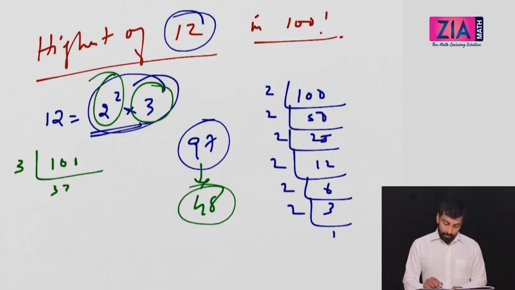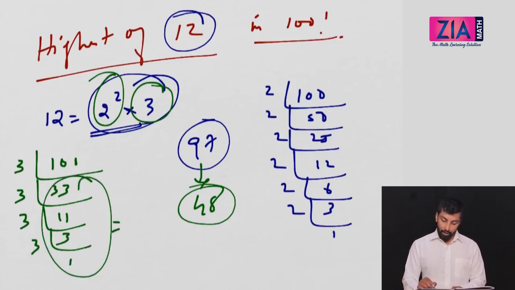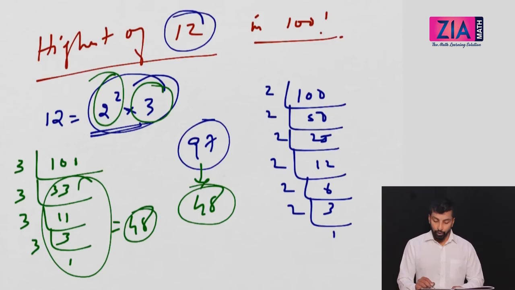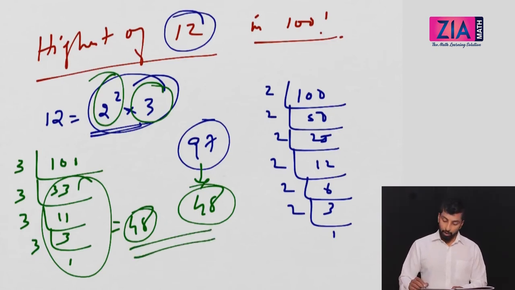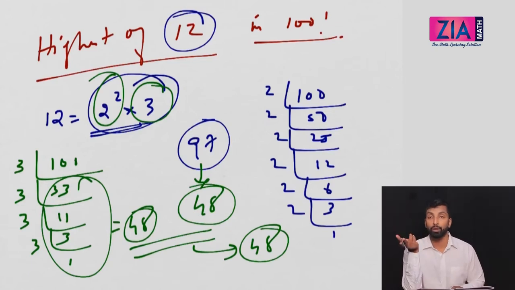You get 33, you divide by 3, you get 11, you divide by 3, you get 3, you divide by 3, you get 1. So if you add here also, you get 48. So both are 48. That means what is the highest power of 12? That is also 48, because 12 is 2 square into 3.